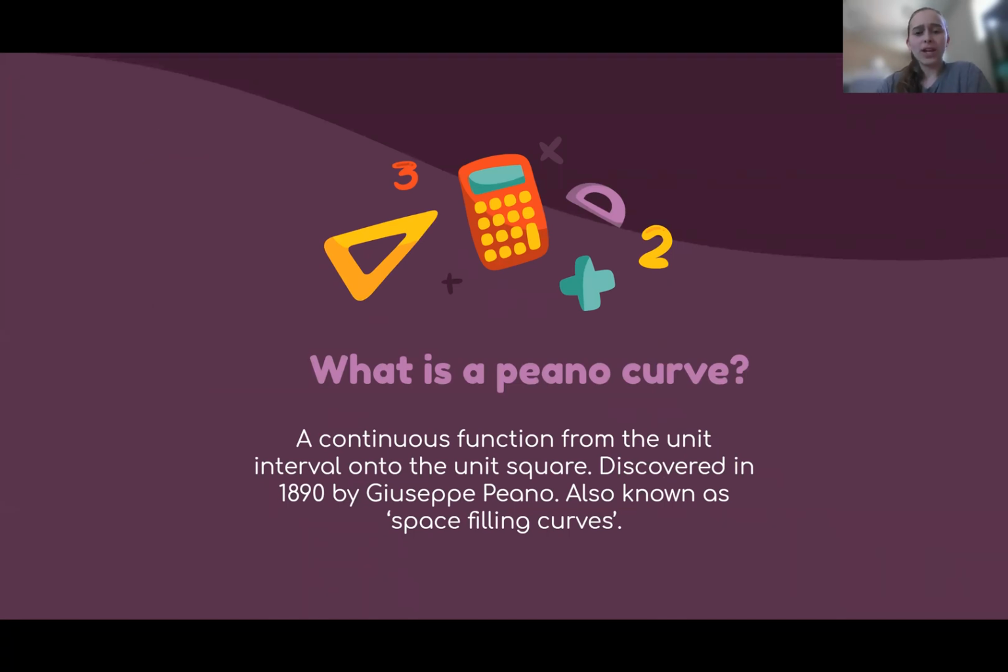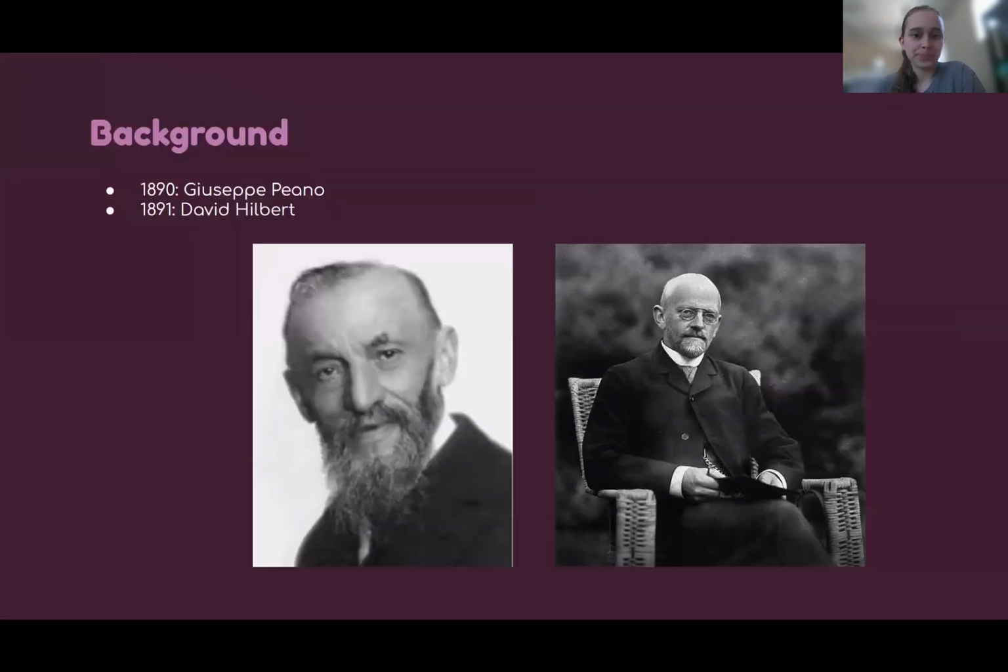So first off, what is a Peano curve? A Peano curve is considered to be a continuous function from the unit interval onto the unit square. It was discovered in 1890 by Giuseppe Peano, who we will learn a little bit more about in just a minute. And then most importantly, Peano curves, as well as Hilbert curves, are considered to be space-filling curves. And we will see what that looks like in a little bit too.